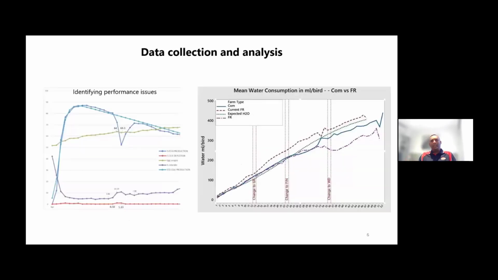Other times we look at data. Data collection and analysis is very important. It's very important to have an automated system where trends are generated by itself so that you can see what's happening on a daily basis or on a weekly basis. A drop in production can be easily picked up, or an increase in water consumption in birds can be easily picked up, which will show us if there is something going on in the birds or there is an animal welfare issue that is coming around the corner for us.